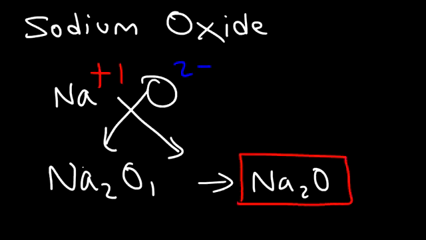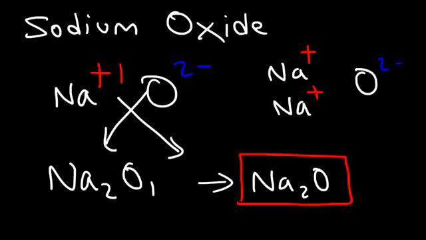So this means that we need 2 sodium cations to neutralize the oxide ion. The total of all the positive charges will be +2, and the total of all the negative charges is -2. So that's why we need 2 sodium cations to balance the -2 charge on the oxygen. And so this is the answer, Na2O.